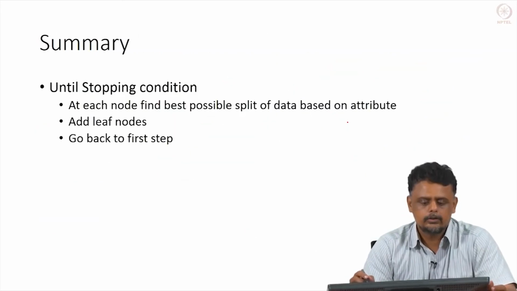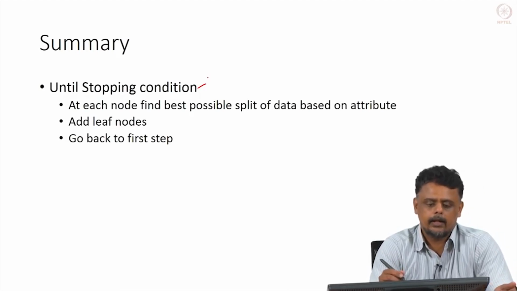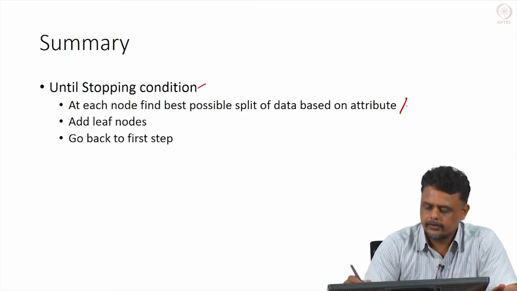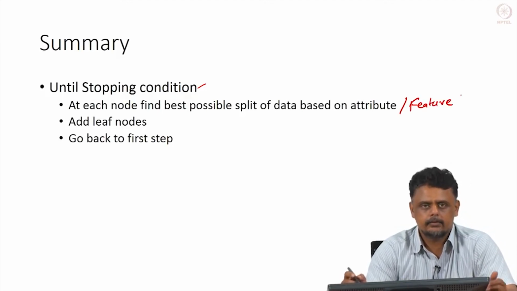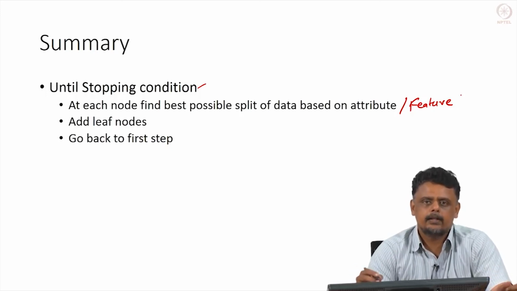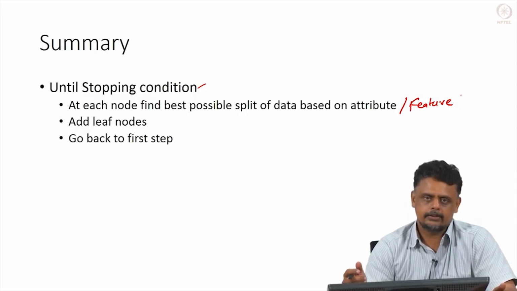And to summarize, based on a stopping condition, we looked at different stopping conditions, one of them being the depth of the tree. At each node you find the best possible split of data based on an attribute or feature. You select every feature, select a threshold for that feature, and calculate the information gain between the child nodes' weighted average and the parent node. Whichever gives you the highest change in information, or highest change in that criterion, you will do the split based on that feature and that threshold.